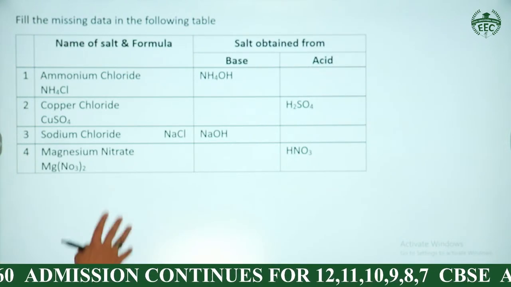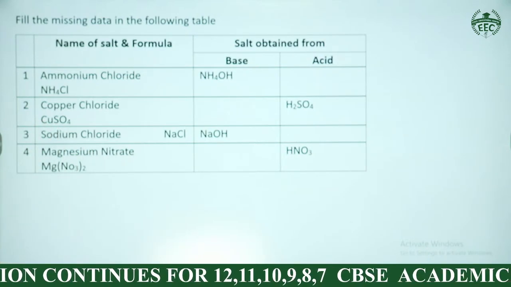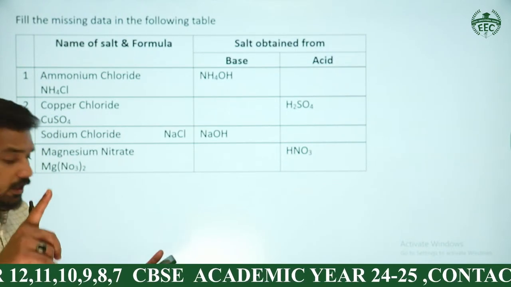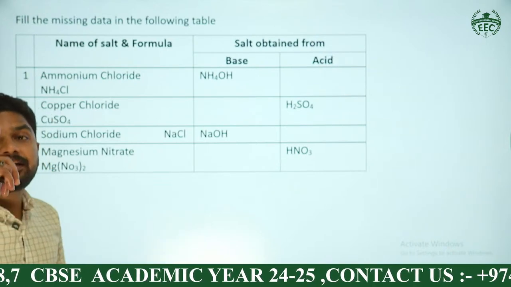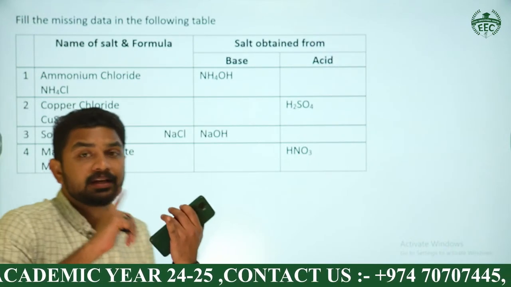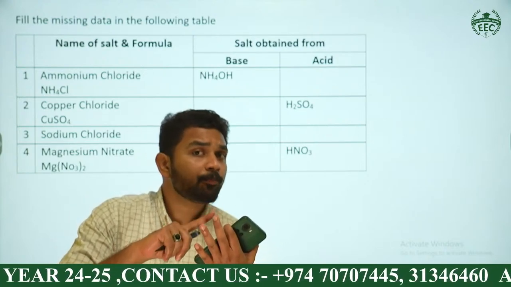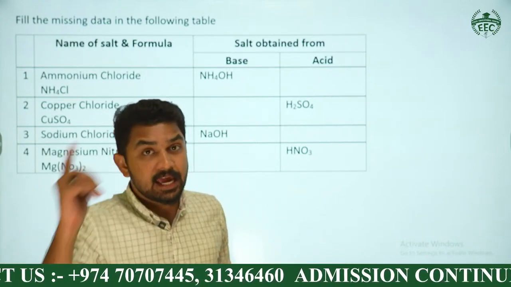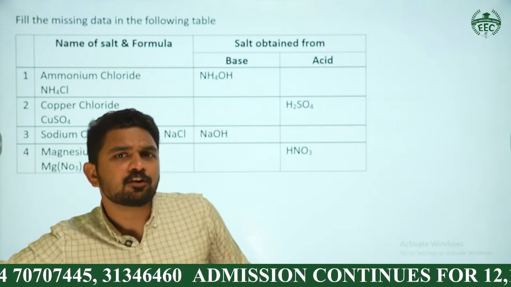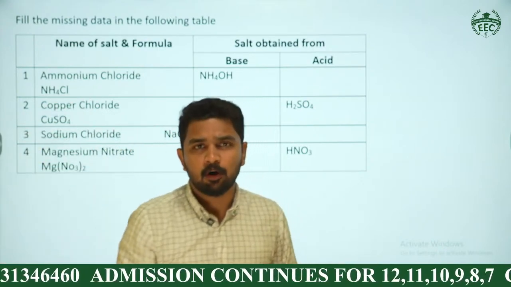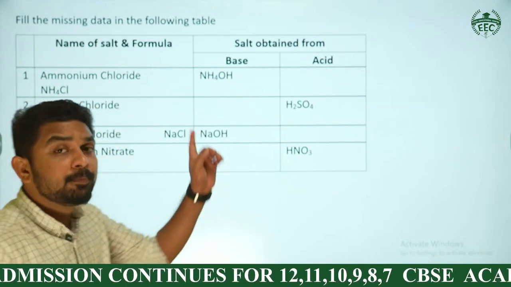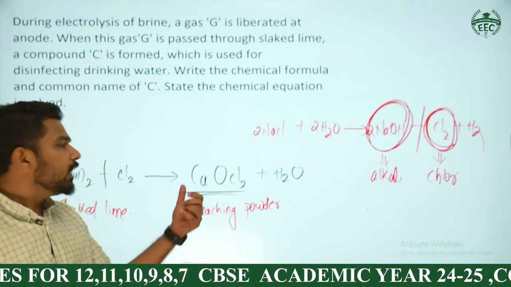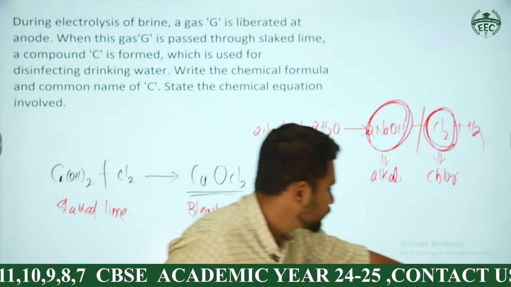Last question is there. Fill the missing data in the following table. Yes, Jaden, listen, you have to remember. Very good question. You have to remember the formula of bleaching powder, the formula of gypsum, and the formula of plaster of Paris. These can be asked, guys. We have discussed it. What is the formula of gypsum? CaSO4.2H2O. What is the formula of plaster of Paris? It is CaSO4.½H2O. And what is the formula of bleaching powder? It is nothing but CaOCl2. That is bleaching powder. Okay, very good.